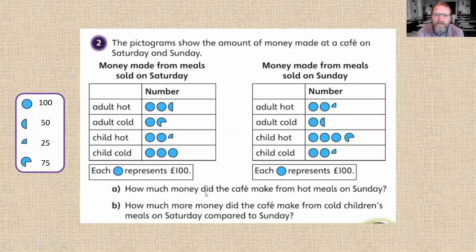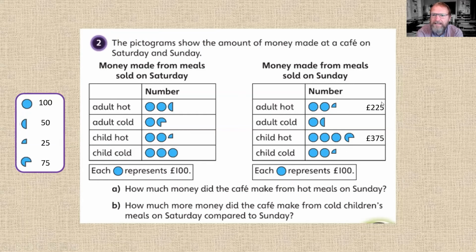Right, so how much money did the cafe make from hot meals on Sunday? We're going to look on Sunday. Adult hot meals, 100, 200. 200 plus 25 is 225. And for children, we've got 100, 200, 300. And what was 3/4 again? 3/4 was 75. So 100, 200, 300. 300 plus 75 is 375.